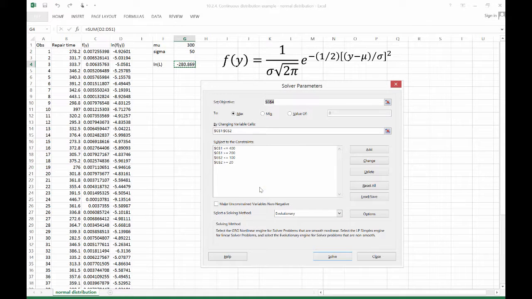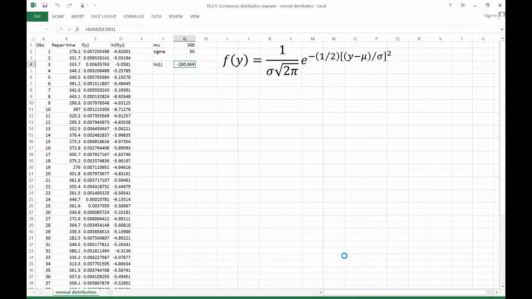So now we've got upper and lower bounds for each one of our decision variables, the values that we're solving for. We're going to use the evolutionary algorithm. There are some other options in here which you might want to take a look at, depending on what you need. Let's start running this solver.